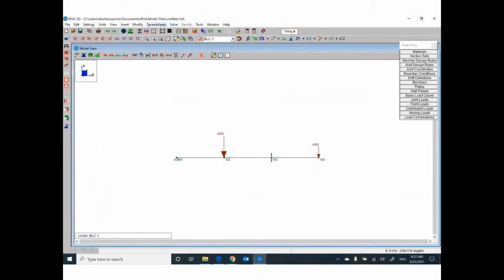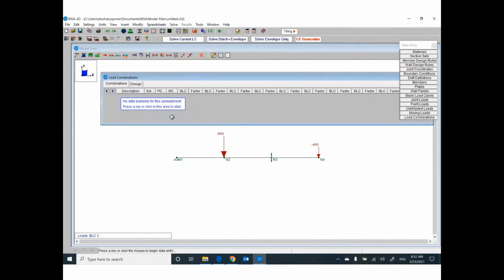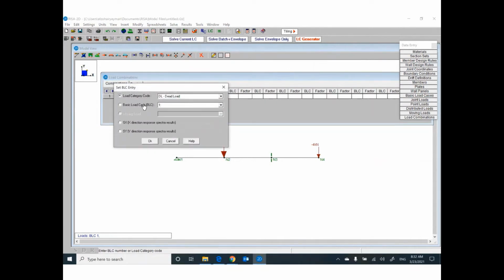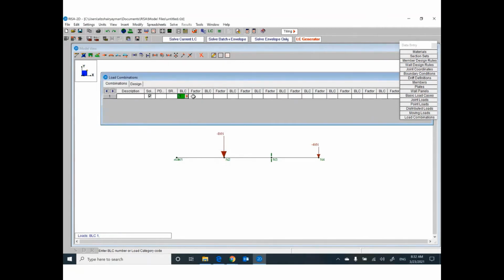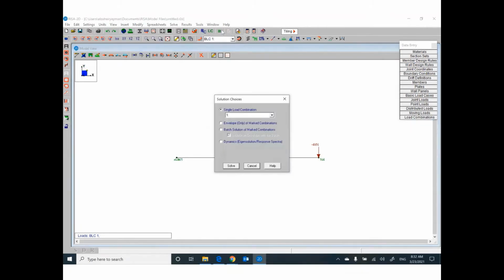So before solving spreadsheet, load combination, be careful about this step. For the first one, basic load case, I will use basic load case 1. Okay. The scale factor must be 1. Then I will close this window and I will start to solve.